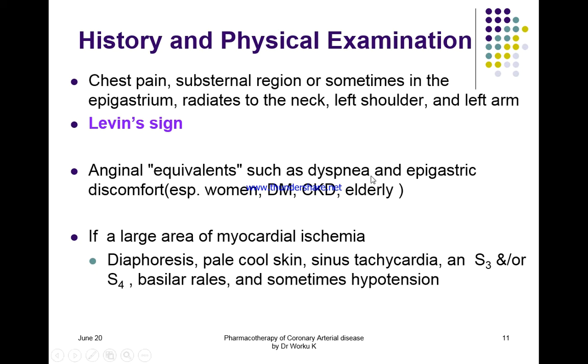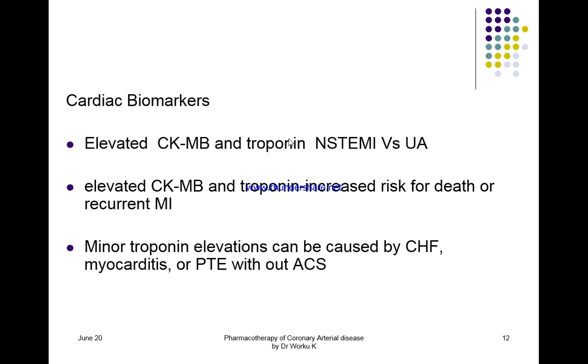Anginal equivalents such as dyspnea and epigastric discomfort can be present, especially in women, diabetes mellitus and CKD patients, and the elderly, and they will lack typical manifestations. If a large area of myocardial ischemia is involved, the patient will have excessive sweating or diaphoresis, pale cool skin, sinus tachycardia, S3 or S4 on examination, basilar rales, and sometimes the patient will be hypotensive. So if this occurs in any patient, it tells you of a severe form of ischemia.